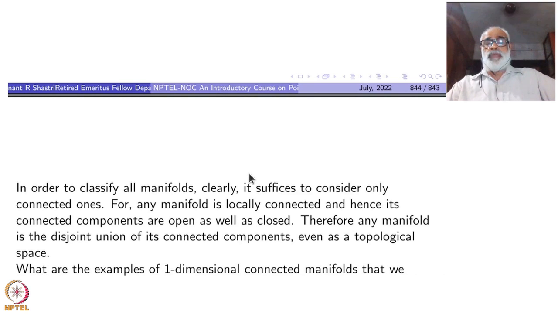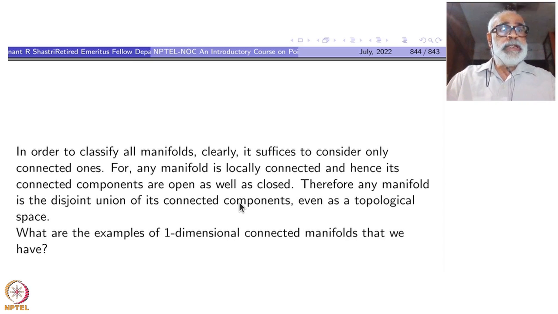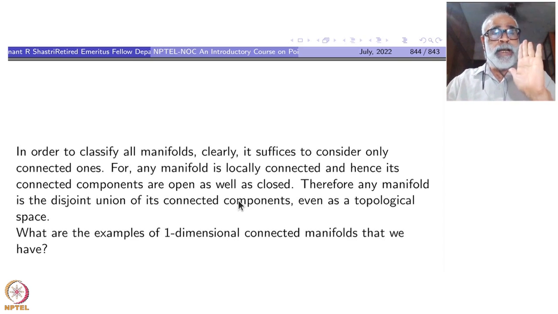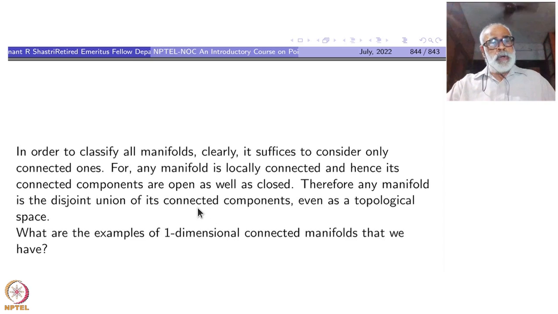In order to classify all manifolds, it suffices to consider only connected ones. For any manifold is locally connected because they are locally Euclidean, and hence its connected components are both open as well as closed. Therefore, every manifold can be written as a disjoint union of its connected components, even as a topological space. You see, when you have a disjoint union of topological spaces, that is not the same thing as taking a topological space and writing it as a disjoint union of closed sets. If they are closed as well as open sets, then it will be a disjoint union as a topological space also. So, with all this justification, you can only look at connected manifolds.